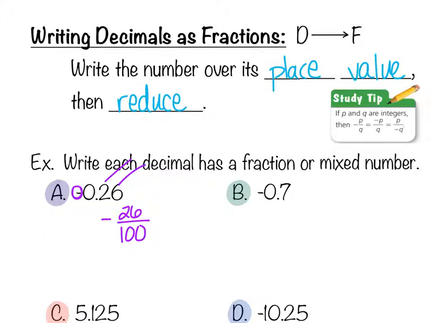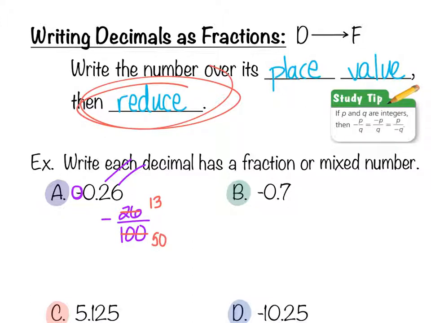Because they're both even, remember we want to reduce everything. So I know that 2 goes in since they're both even. 26 divided by 2 is 13, and 100 divided by 2 is 50. So my final answer is negative 13 fiftieths. Now, it doesn't matter if you put the negative up top or on bottom or in the middle. I put it up top, but I could also have written it in the middle or on the bottom.